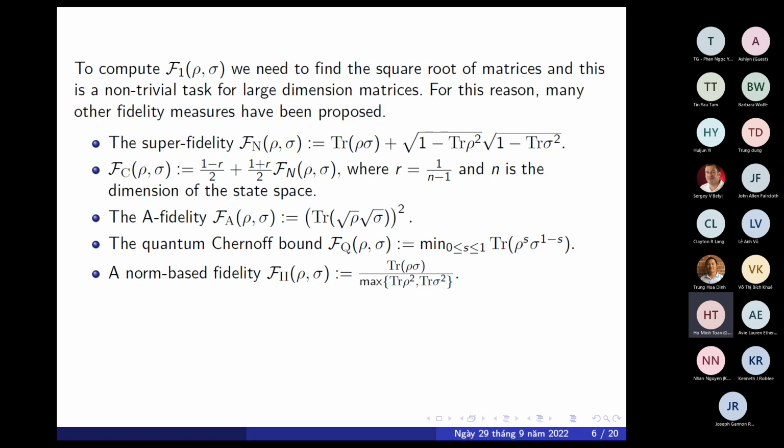They also have some fidelities like the super fidelity. This is somehow the trace of the product of two mixed quantum states, and then they also blur it with another term, how far the trace of that state is from one, and also the fidelity induced by the super fidelity. Somehow they multiply with the dimension constant r. The number r here is just equal to 1 over n minus 1, where n is the size of the matrix. We also say the dimension of the space.